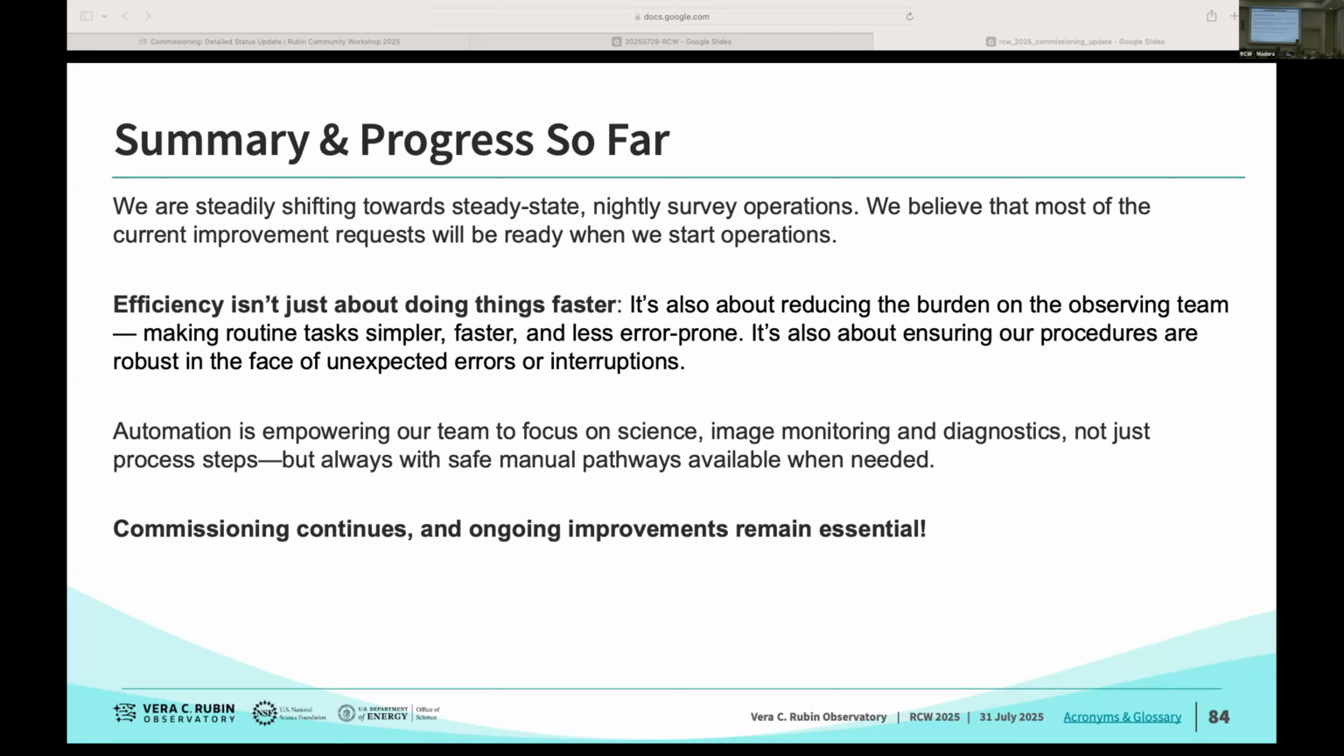Our awesome observing team can spend their time not with repetitive tasks. And even though we know that automation empowers the team, it's very good that they joined the project at a time when we were not so automated, because they learned from the base how to do things more manually. I think this at the end was really, really good. And that's it. Commissioning continues and ongoing improvements are still essential. That's it.